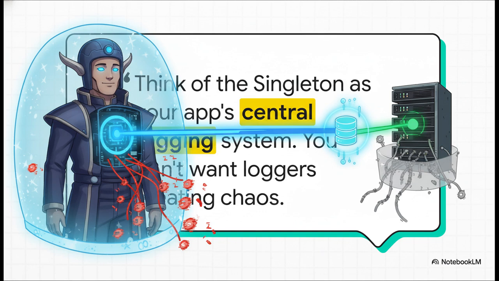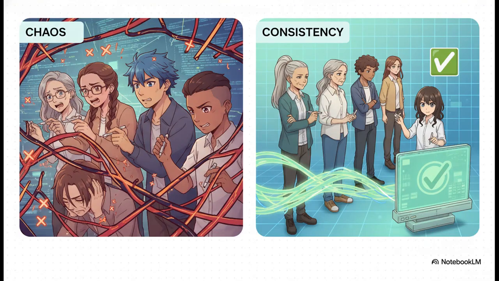Same thing for managing a database connection or your app's configuration settings. And you can just see the difference it makes, right? Without the singleton, you've got potential chaos. You have multiple objects stepping on each other's toes, causing conflicts. With the singleton, you get order, you get consistency, and you have a single, reliable point of control. It's all about bringing some sanity to your application's shared resources.